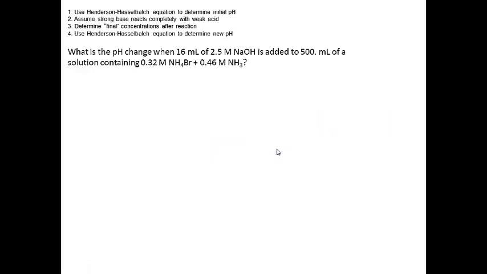So our specific example is going to ask, what's the pH change when 16 milliliters of 2.5 molar NaOH is added to 500 milliliters of a solution containing 0.32 molar ammonium bromide and 0.46 molar ammonia? What we'll care about here is that it's ammonium ion. So our first task is to determine the pH.